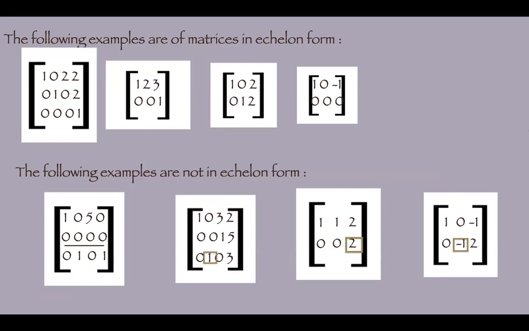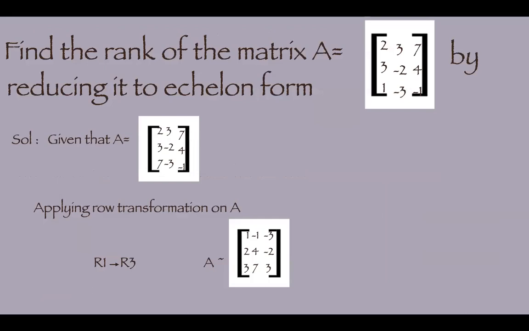Next, find the rank of a matrix A. Here we will see example one. Find the rank of a matrix A, where A is a 3 by 3 matrix, by reducing it into the echelon form. Given that A is equal to 2, 3, 7. This is the A matrix.